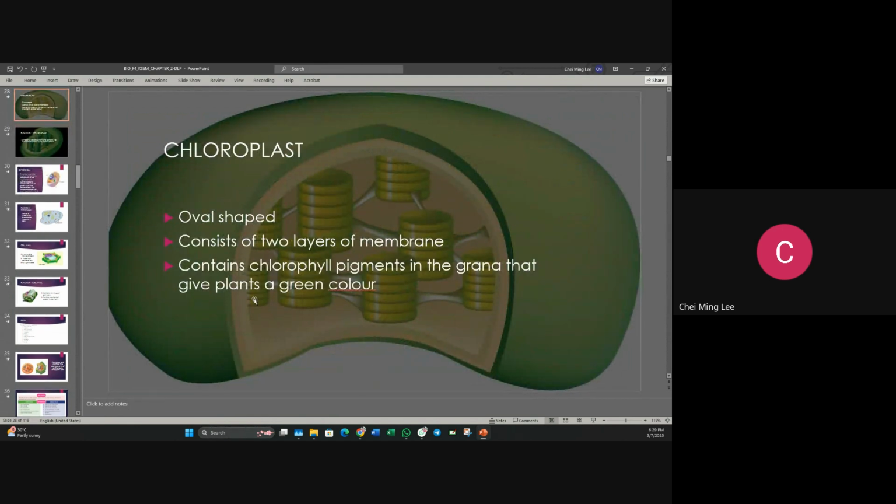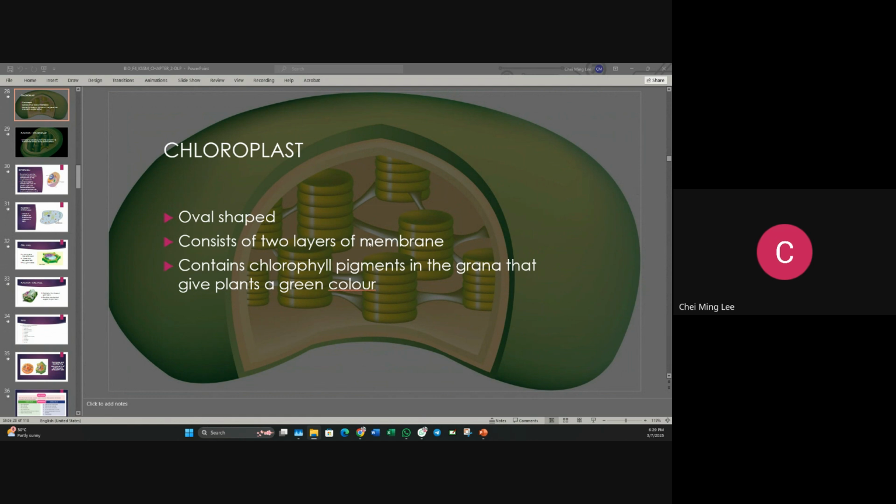All right, so now let's continue with the chloroplast. Let's continue with chloroplast. Okay, so chloroplast is oval shape.